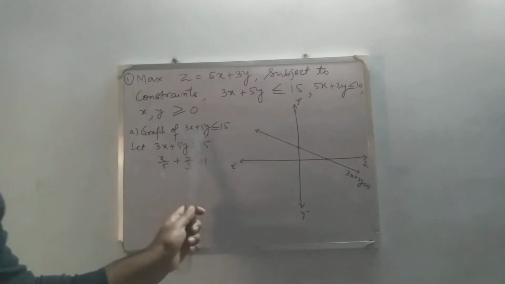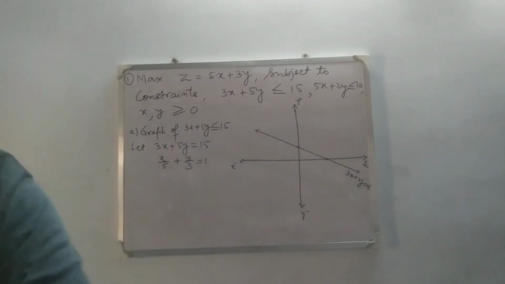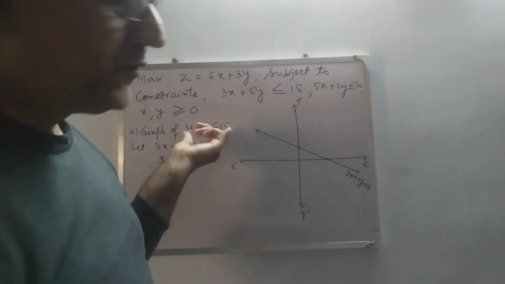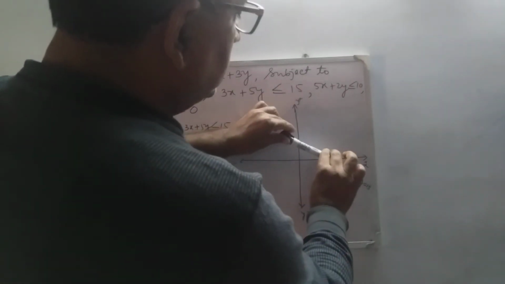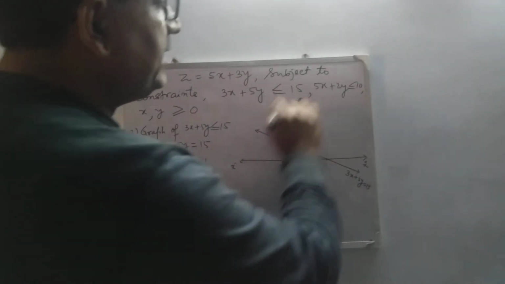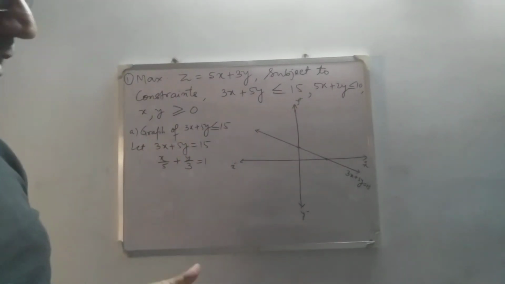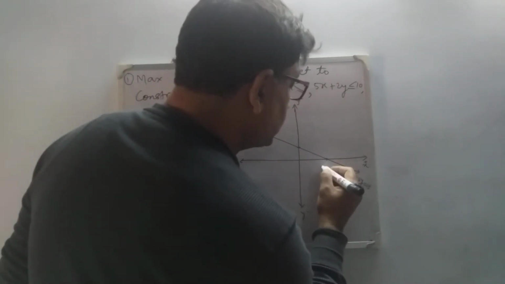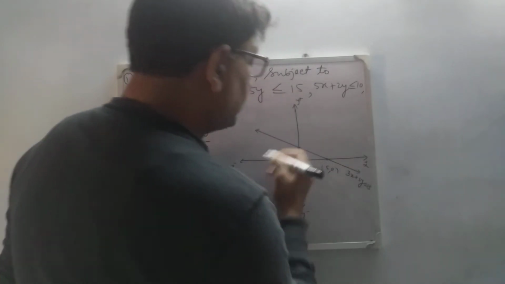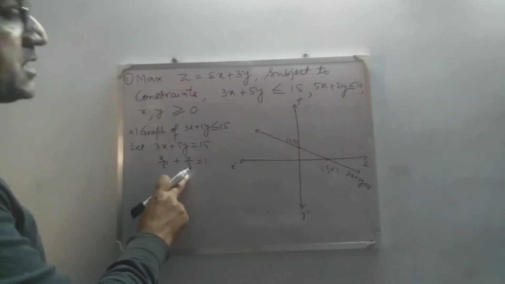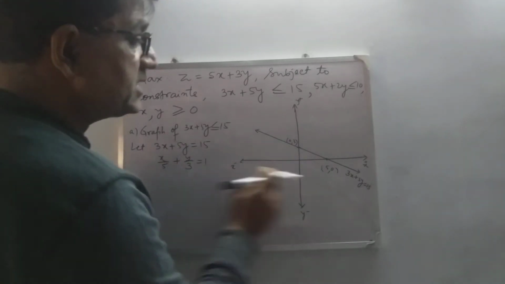Now we will try to find the solution of this inequation. For this 3x plus 5y less than or equal to 15, we have two parts. One is the upper part and this one is the lower part. Now in any part, we have to choose a point, either in this part or in this part. You see here, this point is (5, 0). You know, this point is (0, 3). We have just discussed that this point is (0, 3) and this point is (5, 0).